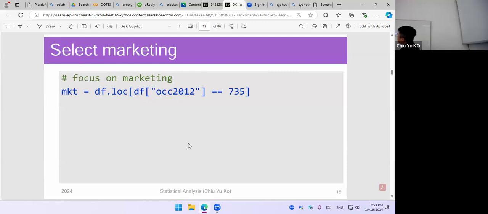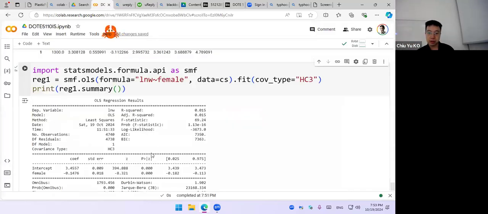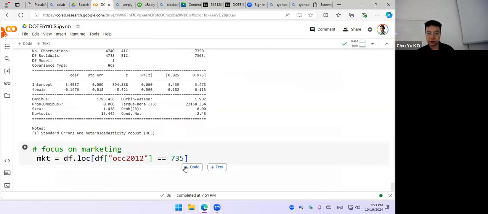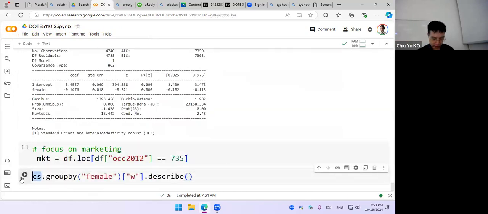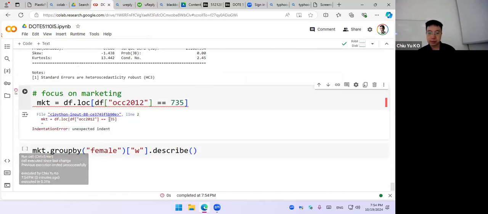Now the next is to focus on marketing. The marketing code is 735. So we subset the data using the loc command. So let's do that as well. And again, I guess we should look at the raw wage group first to have some fun with what they're looking like. So we just subset the data. Unexpected indent.